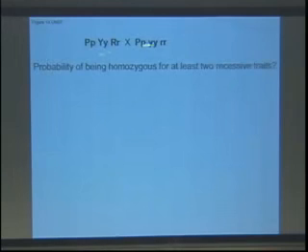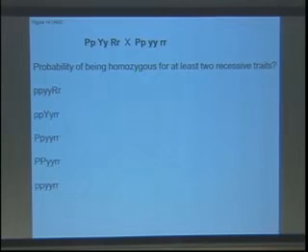So we can say if we do this cross now, what's the probability of being homozygous for at least 2 recessive traits? The first thing in a problem like this that you want to do is figure out what outcome you're looking for. So it says homozygous for at least 2 recessive traits. Then there's a couple of genotypes that can occur that fit that, and these are them. Here you're homozygous for both little p and little y, and then here it's little p, little r, and here it's little y, little r.